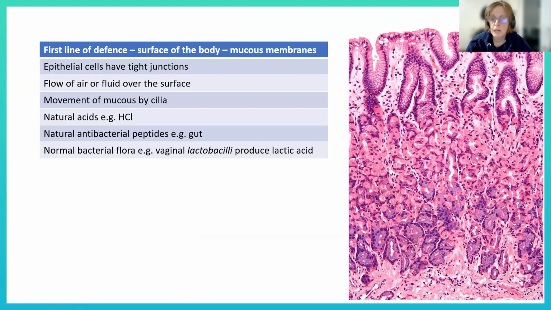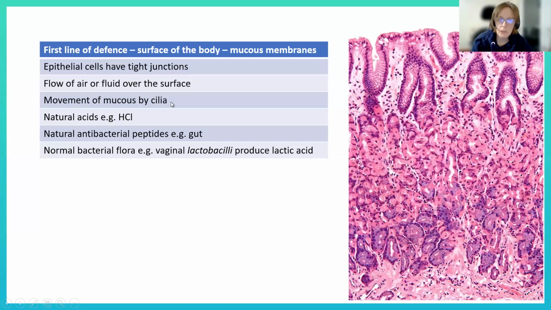And another external barrier we've talked about quite a lot already over the course is the mucous membranes. What's important about the mucous membranes is they tend to be made of epithelial cells, and these have really tight junctions, which means they're really tight together. There's not many gaps between them that are easily penetrated, so it's not easy for anything to get through those gaps. In the lungs, we have air flowing over the surface, or in the stomach, those are the two mucous membranes we've talked about. The stomach has fluid moving over the surface, like gastric juice, for example.